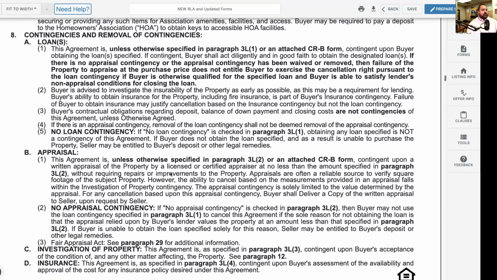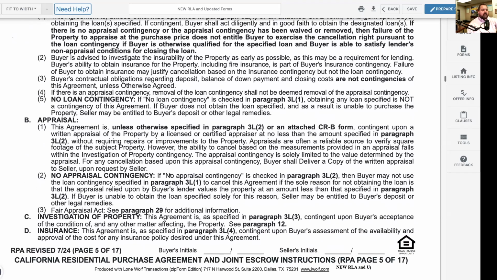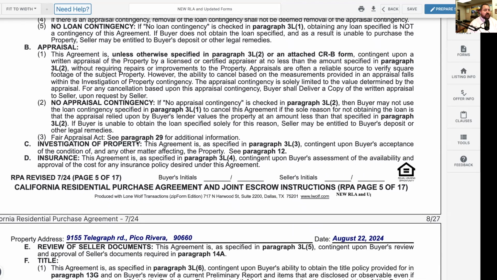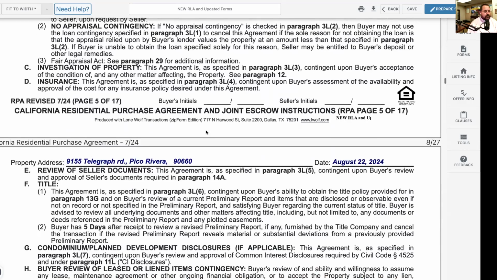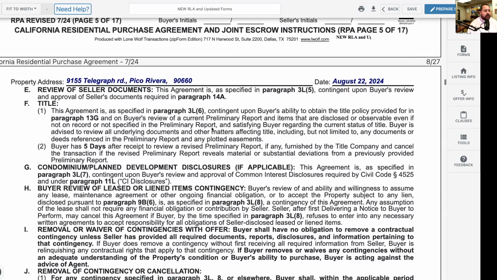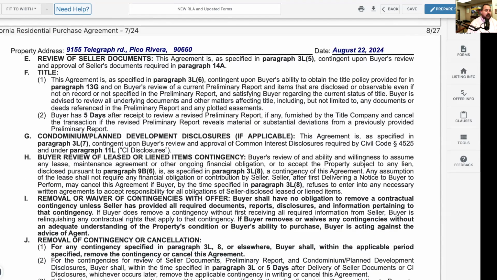Okay, so here's the contingencies: the loan, the appraisal. It goes into the no appraisal contingency, how the loan contingency cannot protect you if you didn't have an appraisal contingency, and the only reason that you don't qualify for the loan now is because of the appraisal. You can't use your loan contingency for that. Here's the investigation of property. It talks about that. Insurance. Here's the reference to that. Review of seller's documents, the title, the condo and the HOA documents.